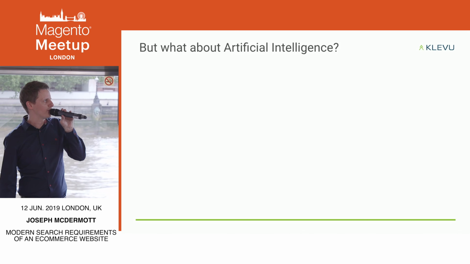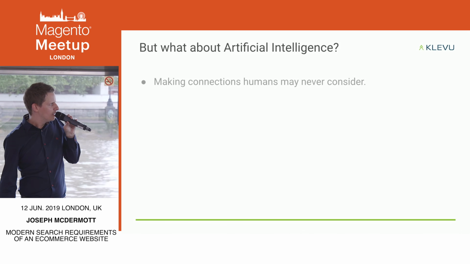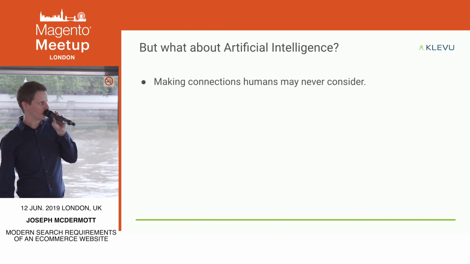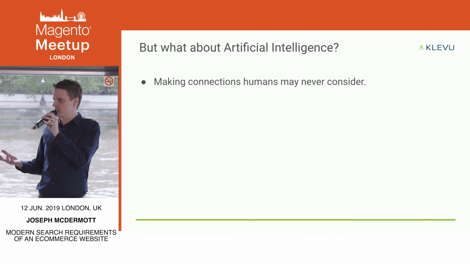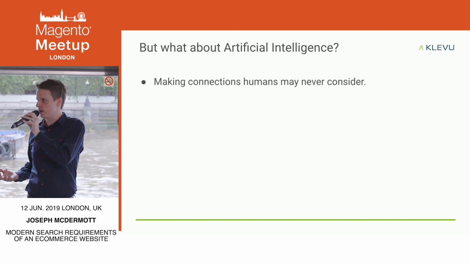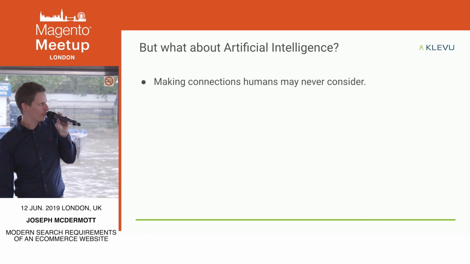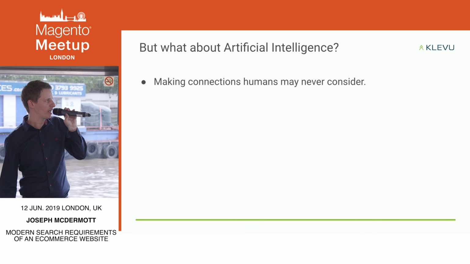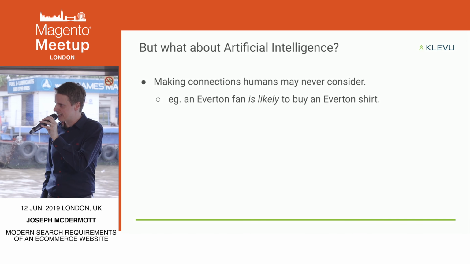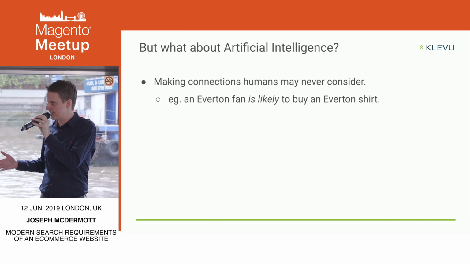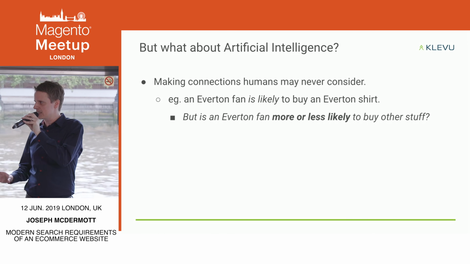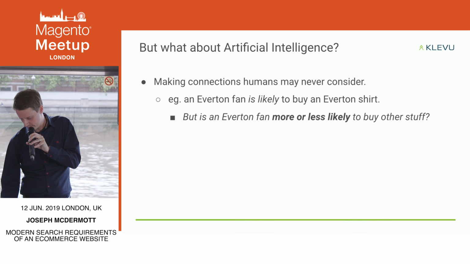Okay, so what about artificial intelligence? Machine learning is part of AI, and so is deep learning, and it's all encompassed under this buzzword AI. But another example of deep learning is making connections that humans might not even consider. For example, an Everton fan is likely to buy an Everton shirt. We know this. Anybody can make that connection. However, is an Everton fan more or less likely to buy something else?